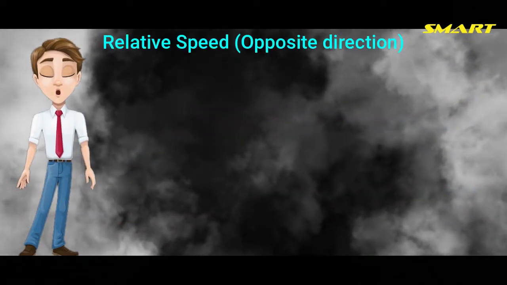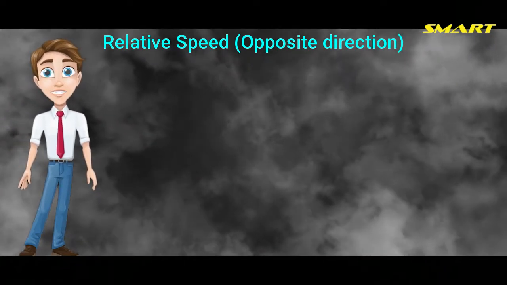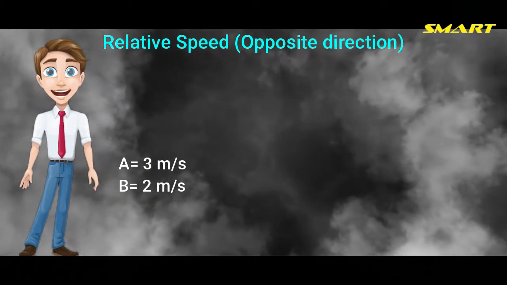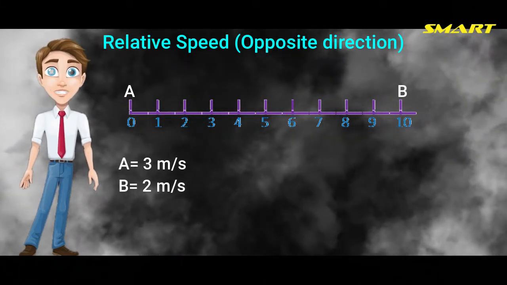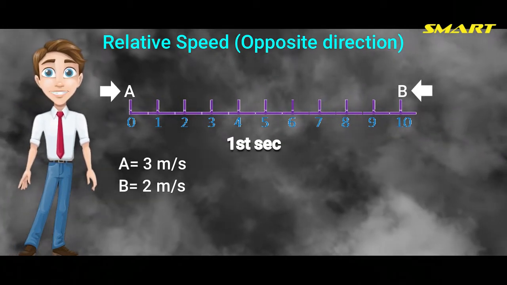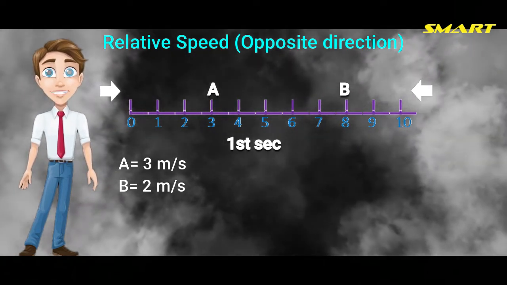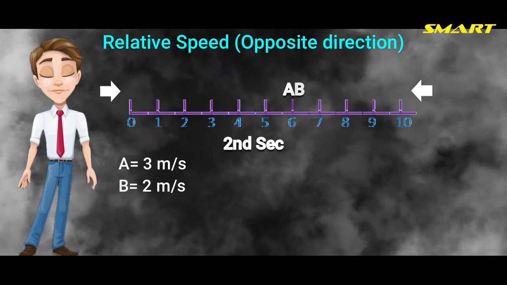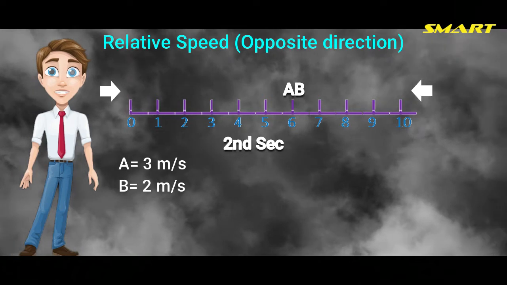Now let's consider two objects traveling in opposite directions. Let A and B be those two objects, the speed of A is 3 meters per second, the speed of B is 2 meters per second, and they are about 10 meters apart. After how much time will they meet each other? Here the objects are traveling in opposite directions, which means in the first second object A will cover 3 meters and object B will cover 2 meters. In the second second, A will cover 6 meters and B will cover 4 meters, and they will meet each other. We can say after 2 seconds they will meet each other.